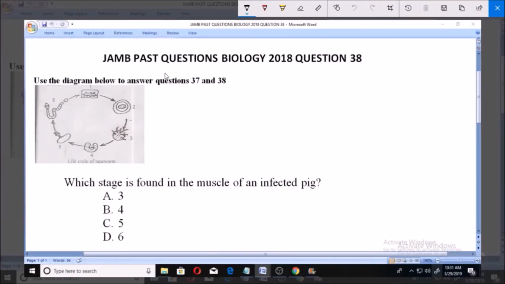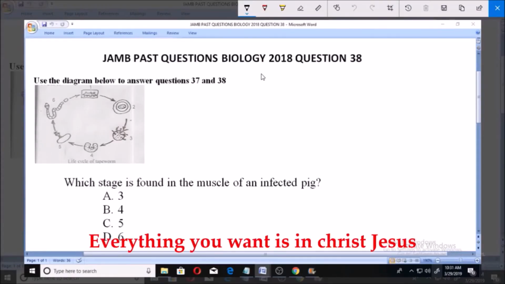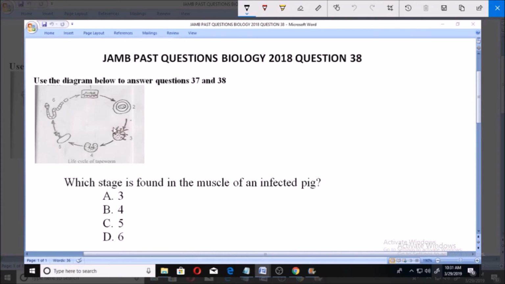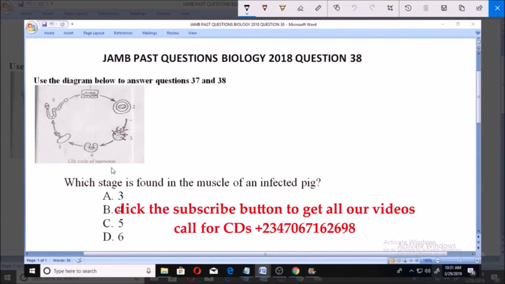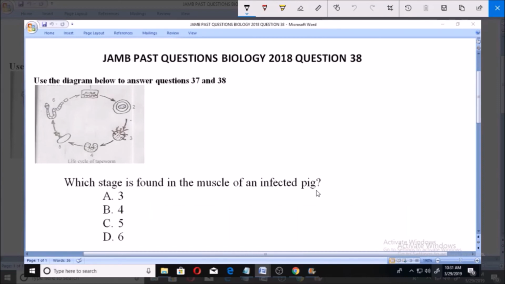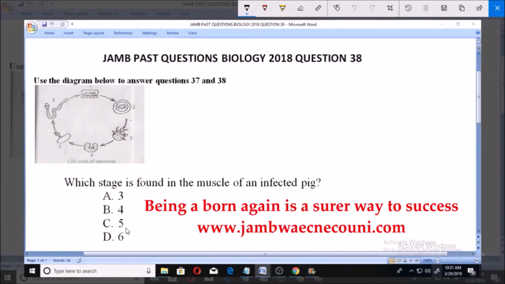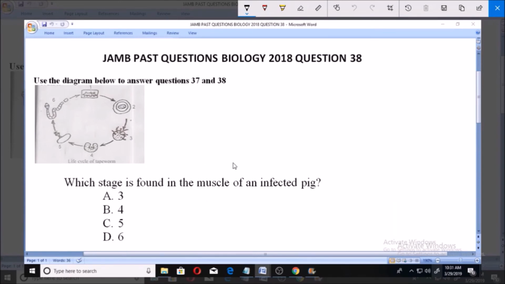Welcome. Let's look at the JAMB past questions, Biology 2018. Question number 38. Use the diagram below to answer questions 37 and 38. This is the diagram of the life cycle of tapeworm. Which stage is found in the muscle of infected pig? A 3, B 4, C 5, D 6. So is it stage 3, stage 4, stage 5, or stage 6? Which stage do you find in the muscle of infected pig?